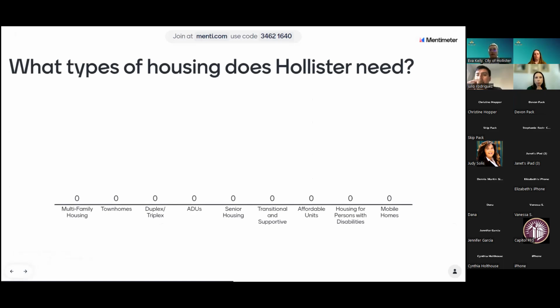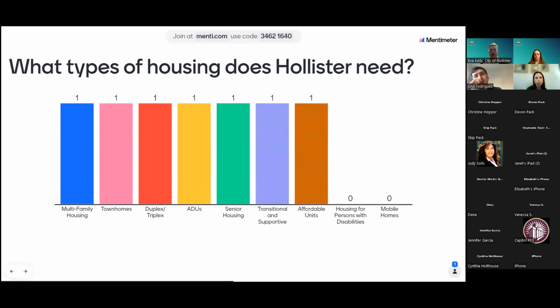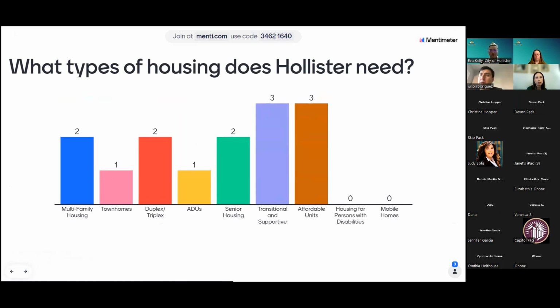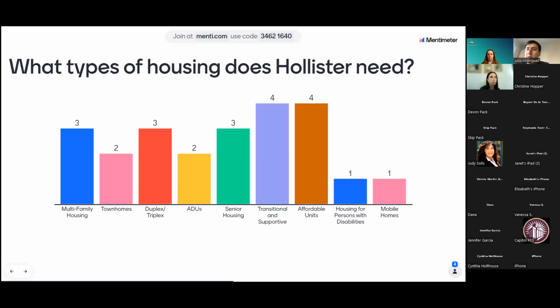All right, so this ties into some of the things we've been chatting about in the previous questions, but here we have a few different housing types for everybody to choose from. Based on these, what types of housing does Hollister need? You can select more than one. If there's a housing type that isn't listed here, there's a community survey following this where you would be able to provide additional input and context.